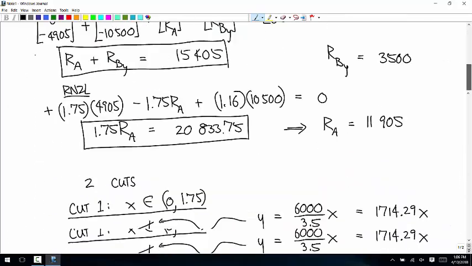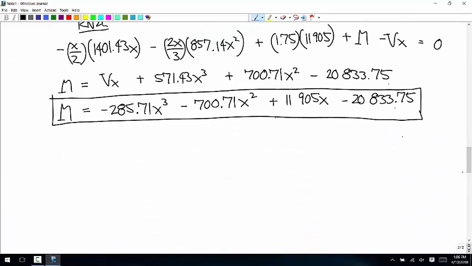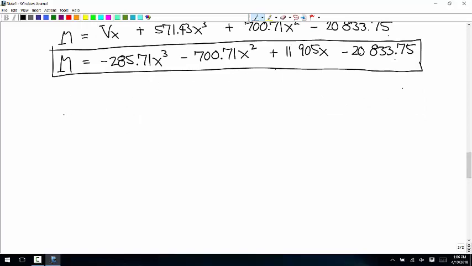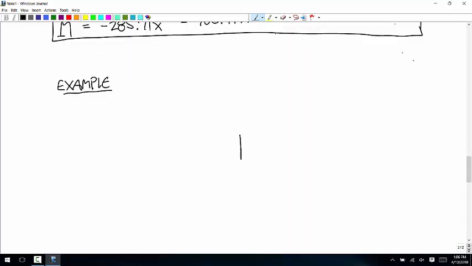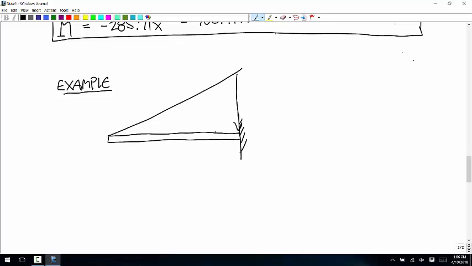Okay. So let me give you the final type of distributed load that you have to deal with. So let's say we have a beam that's connected to the wall on the right side, and you have a triangular distributed load like this. Let's say that the length is 2 meters and the height is 5,000 newtons per meter, and we want to calculate the internal loads.